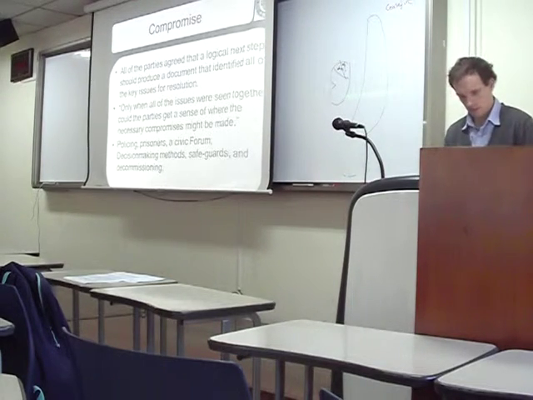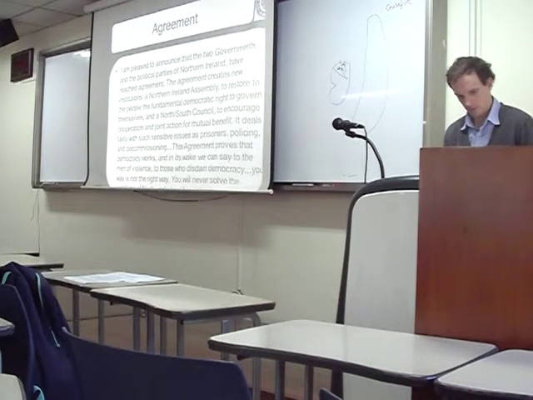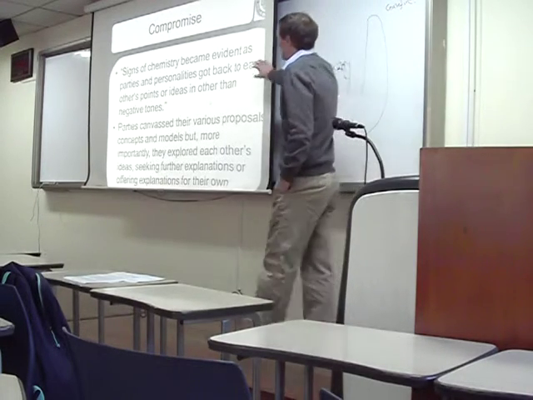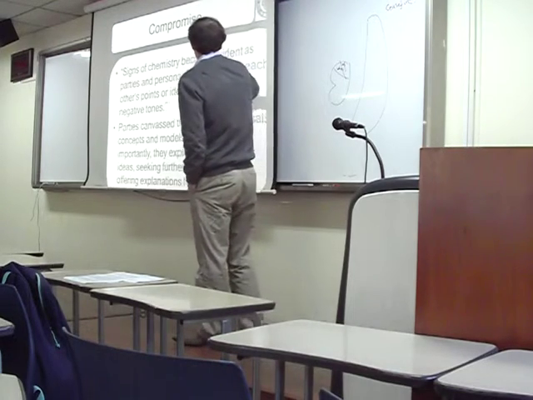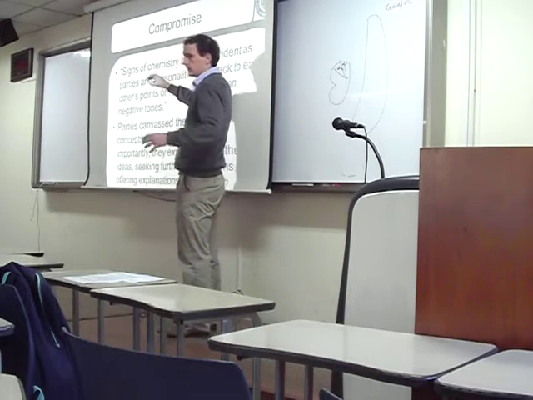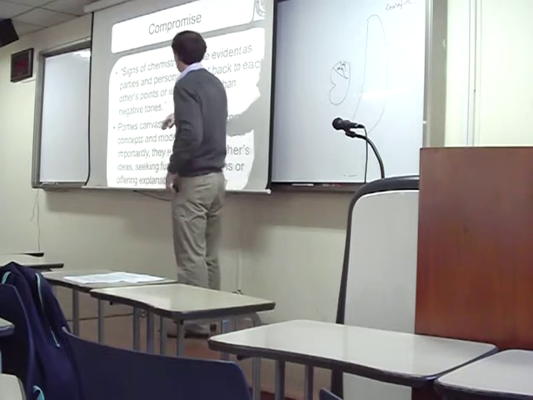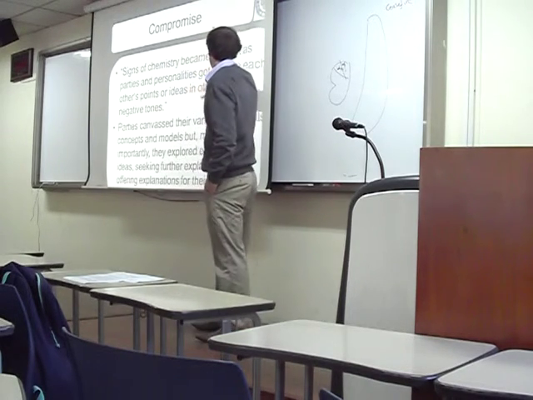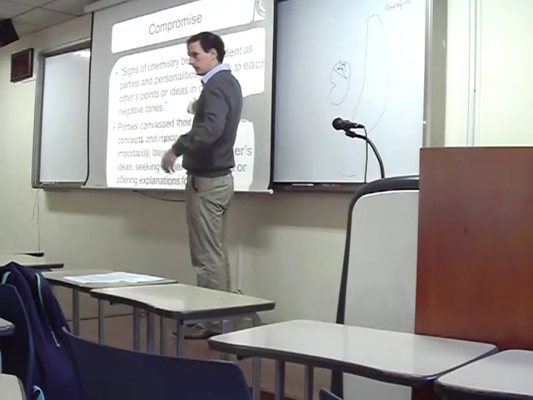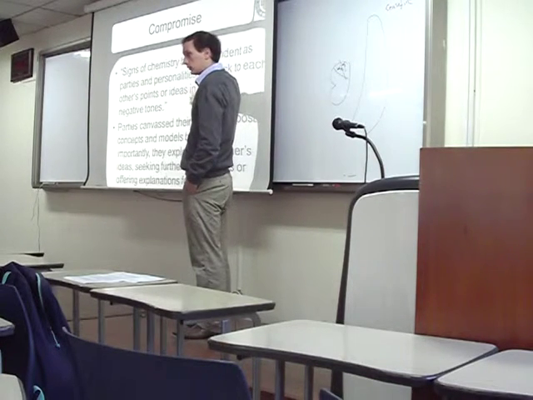So they worked through those issues, and this is the successful part of the compromise. Signs of chemistry became evident. Do you understand chemistry? Like, they're getting together, we hate each other, but we're starting to get some chemistry, as the parties and personalities responded to each other's points or ideas in other than negative tones, right? You said, with your parents, you tried to make a more positive tone. This is what he was using here, right?